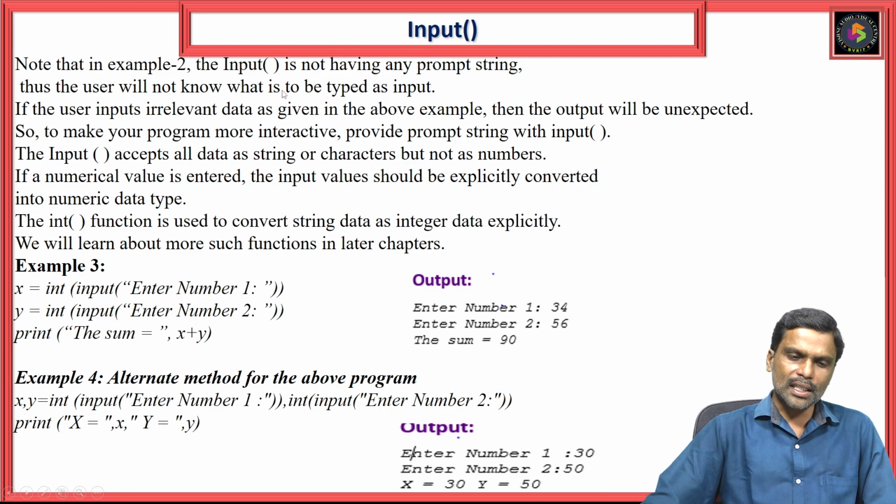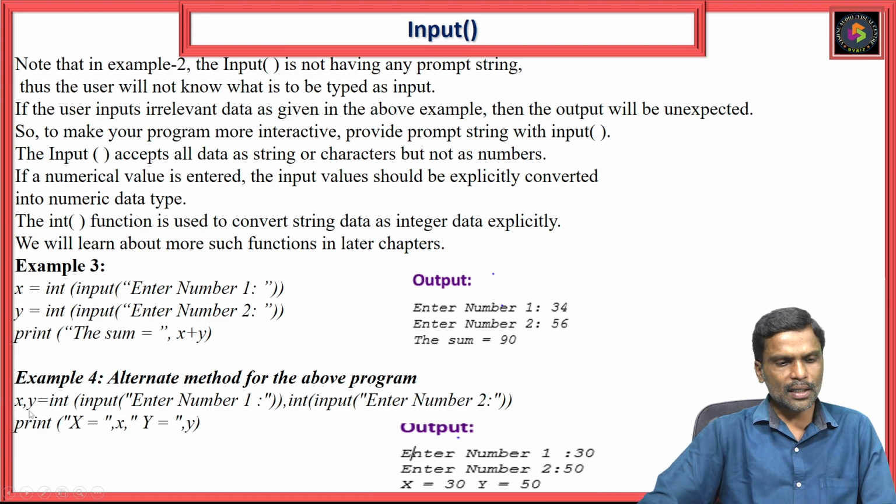Then an alternate method for the above program, x comma y. This is not only helpful for explaining the input function, but you can also understand that variables can be given in Python like this, x comma y. When I am taking two variables, this can be given as x comma y is equal to some values, you can give with the help of commas. Say x comma y is equal to 5 comma 6. That means x stores the value 5 and y stores the value 6 respectively.